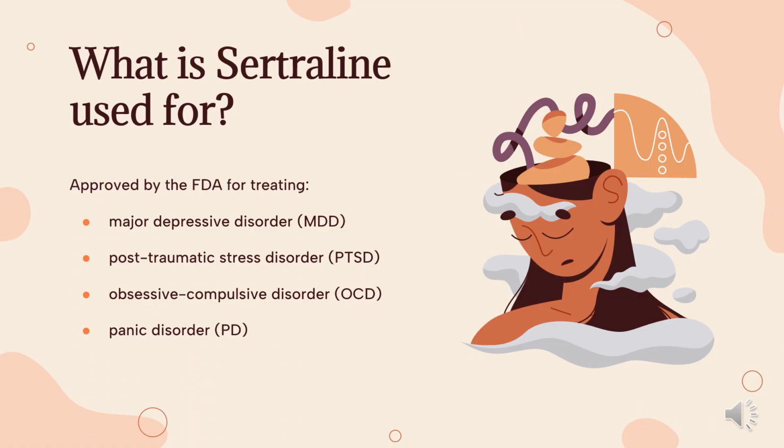What is sertraline used for? Sertraline is indicated for the management of major depressive disorder, MDD, post-traumatic stress disorder, PTSD, obsessive-compulsive disorder, OCD, panic disorder, PD, premenstrual dysphoric disorder, PMDD, and social anxiety disorder, SAD. Common off-label uses for sertraline include the prevention of post-stroke depression, generalized anxiety disorder, GAD, fibromyalgia, premature ejaculation, migraine prophylaxis, diabetic neuropathy, and neurocardiogenic syncope.